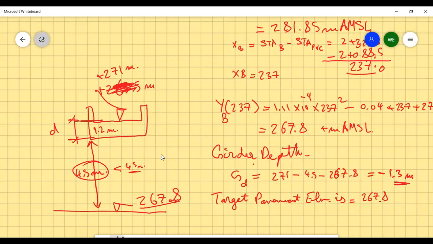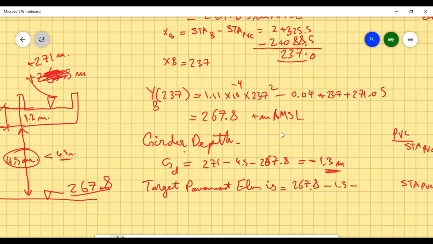That was the road elevation here, guys. Okay, minus 1.3 minus the depth that we will put, which is 1.2, for example. For example, it's 1.2 meter. So what we need this to be is basically 267.8 minus 1.3 minus 1.2. So we want this to be 265.3 meters above mean sea level.